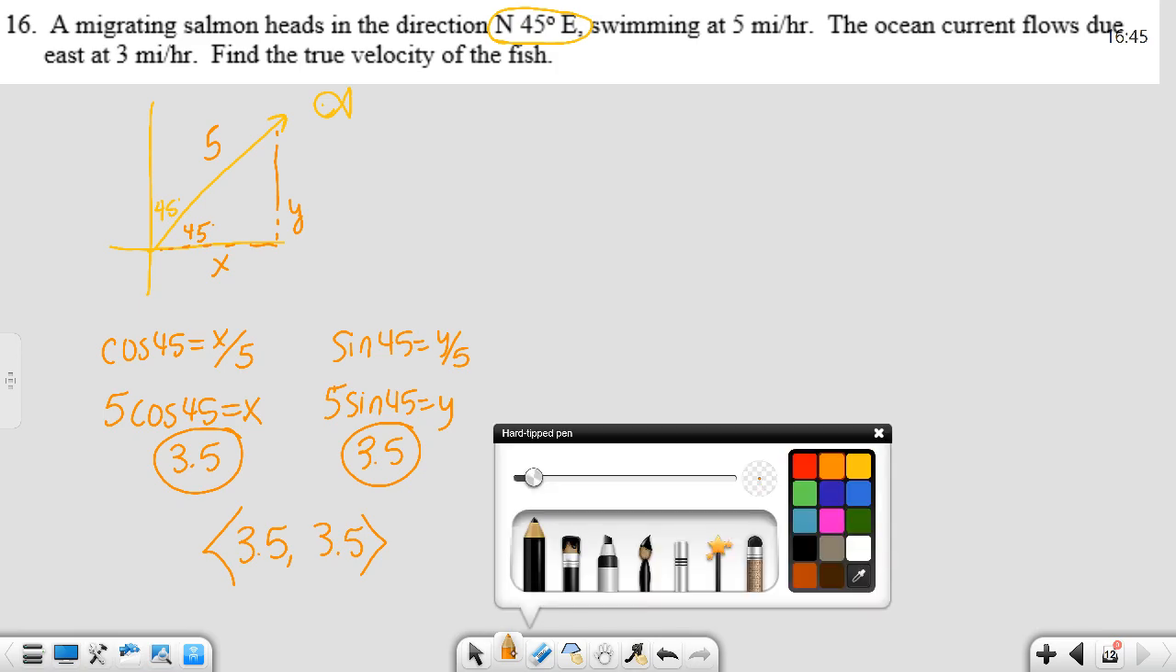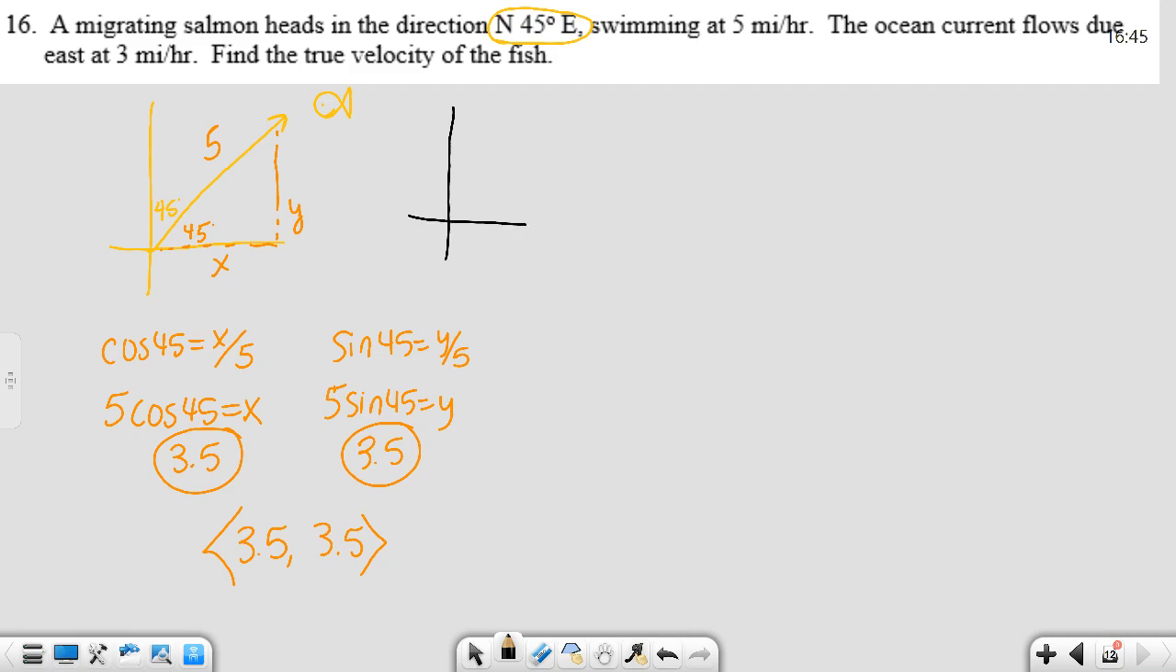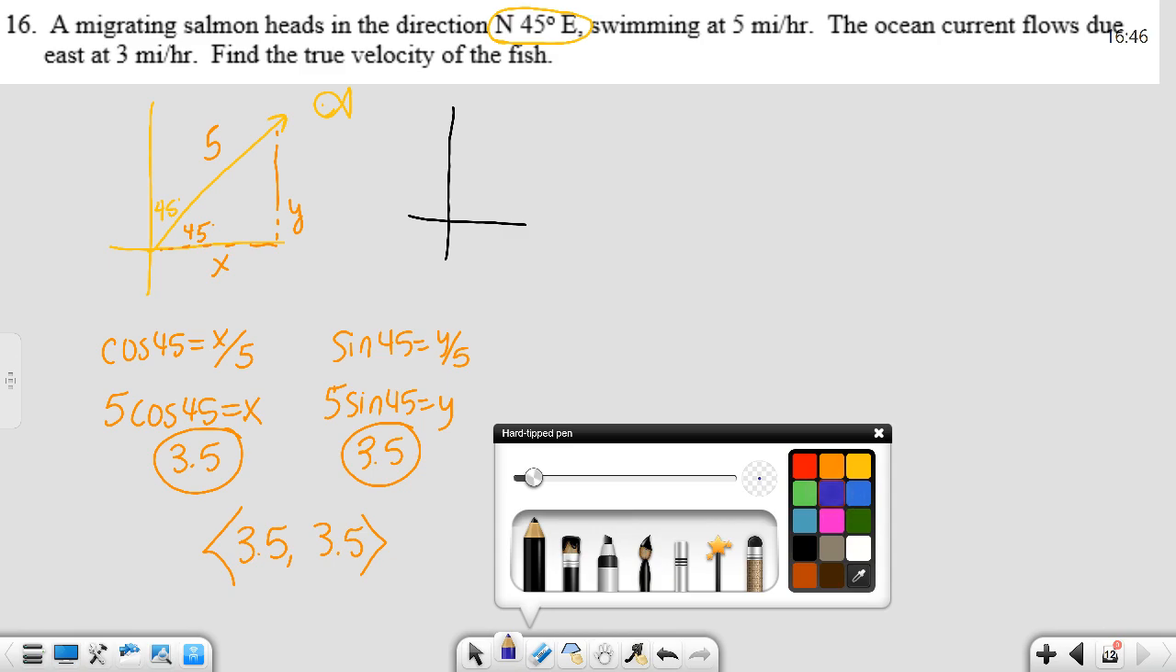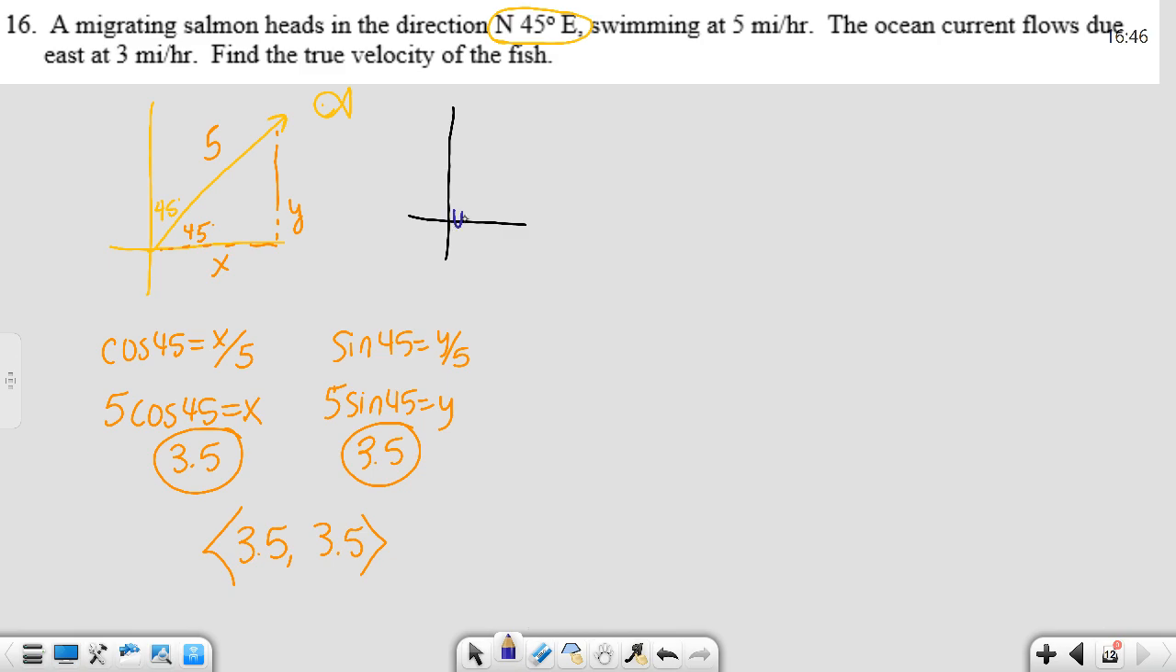All right, our water, here's our water. It is traveling which direction? East. Due east at 3 miles an hour. Okay, cool, going that way. Its components are 3, 0.